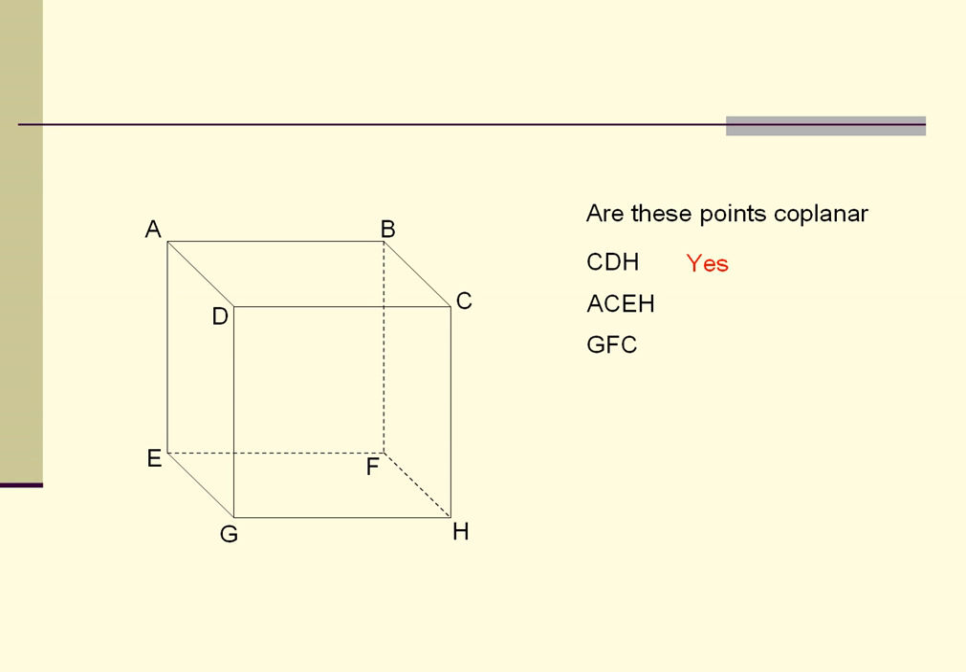Okay. How about A, C, E, and H? Are they coplanar? Well, the question is, could they lie on the same plane? If you look at this like a block of cheese, ask yourself, could I make one chop with a butcher knife, a straight chop that would go through all four points? And it actually would look something like that. Goes right through the side, right through the diagonal there. So yes, they are coplanar.